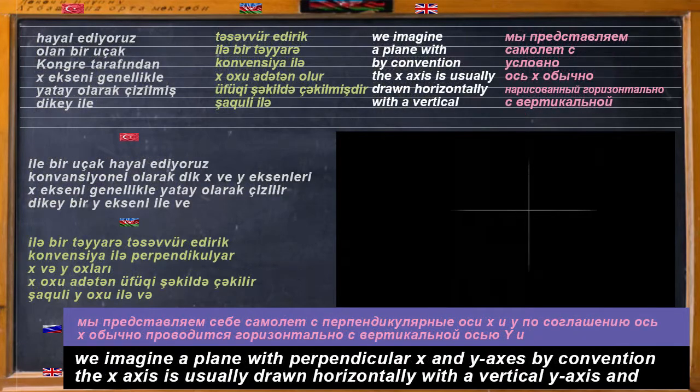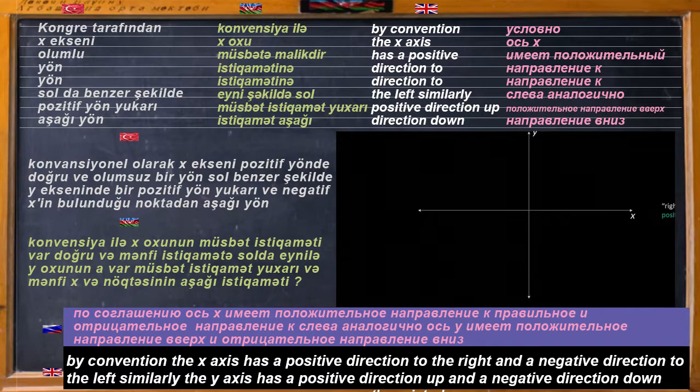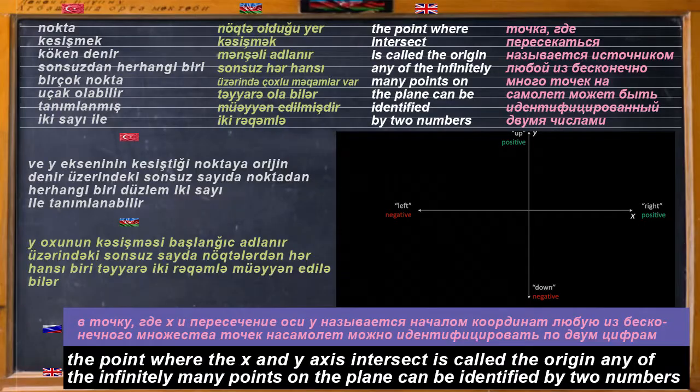We imagine a plane with perpendicular x and y axes. By convention, the x-axis is usually drawn horizontally with a vertical y-axis. And by convention, the x-axis has a positive direction to the right and a negative direction to the left. Similarly, the y-axis has a positive direction up and a negative direction down. The point where the x and y axes intersect is called the origin.